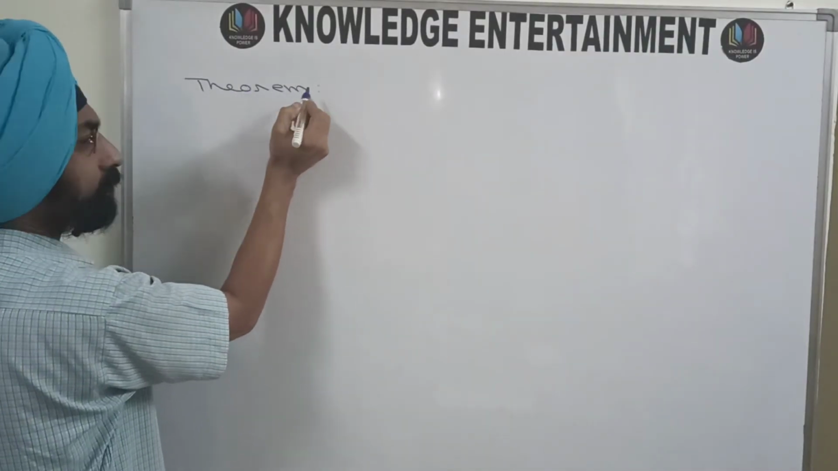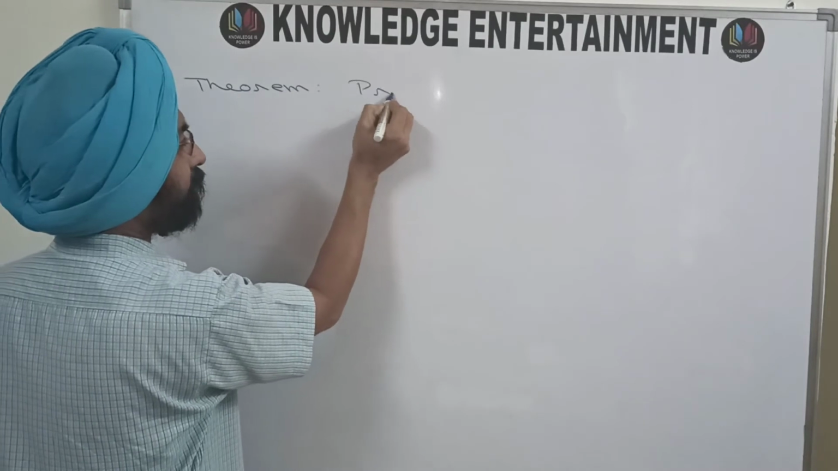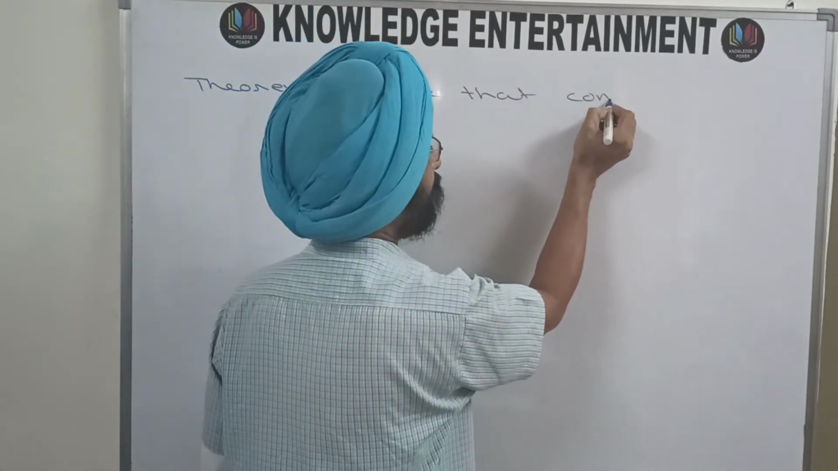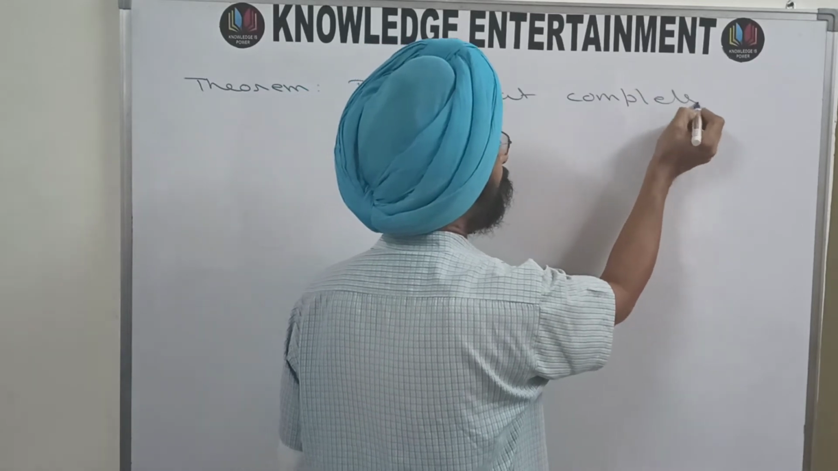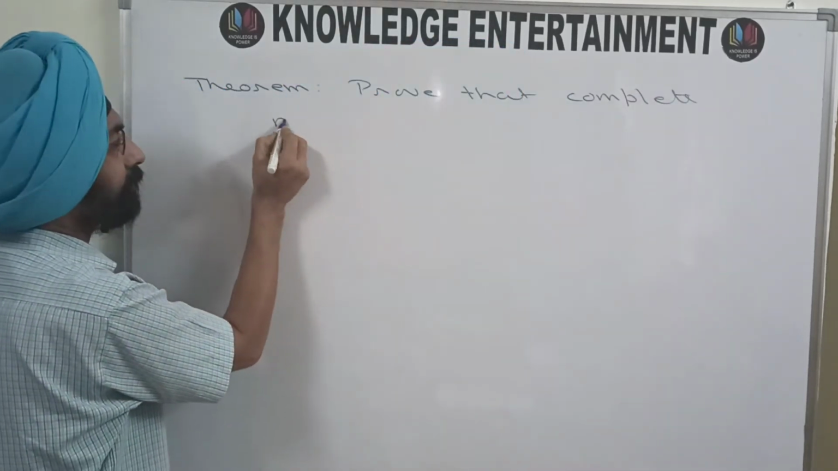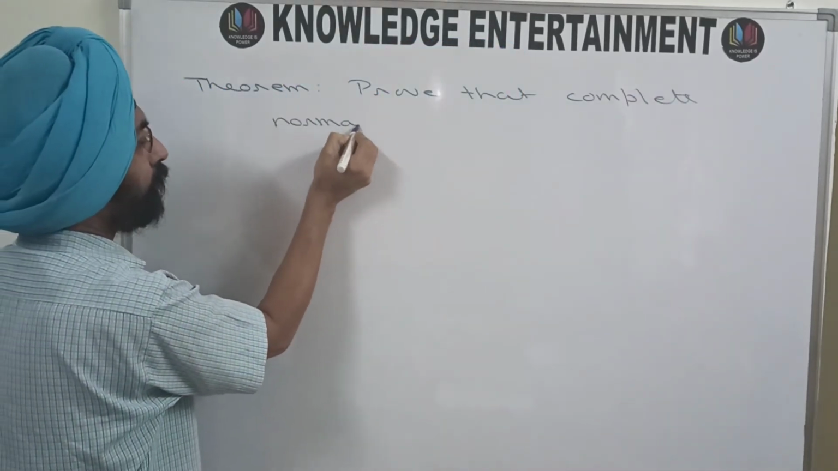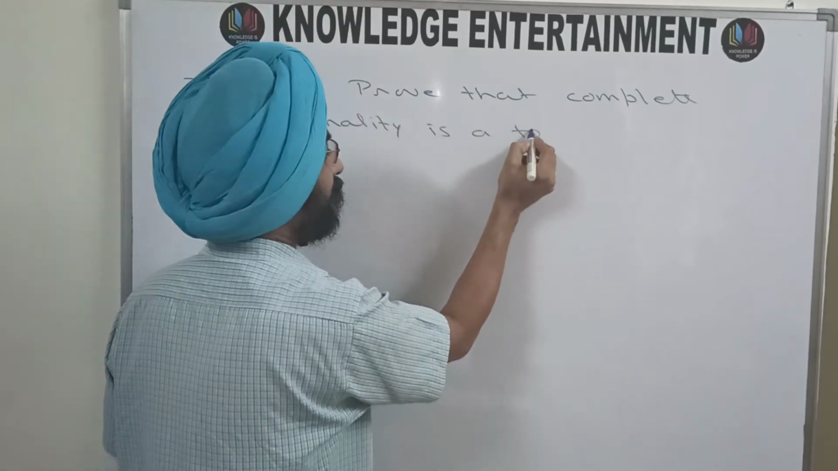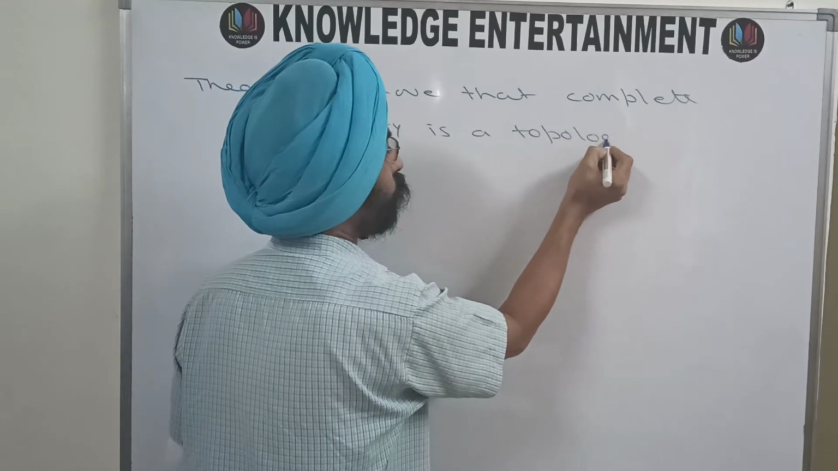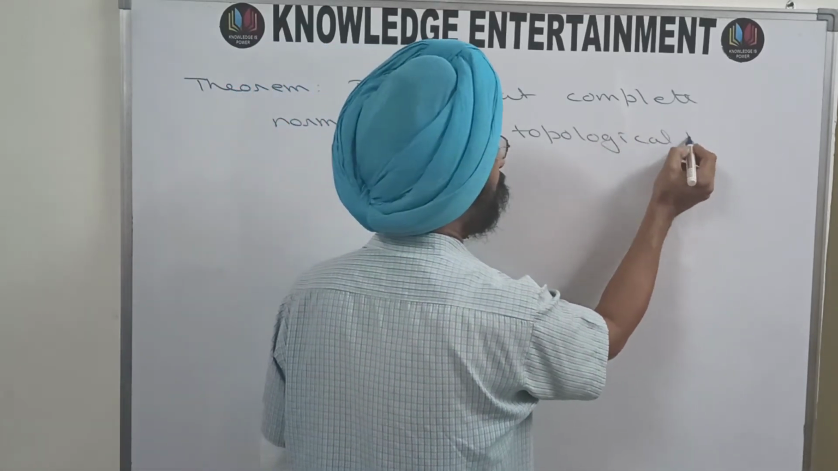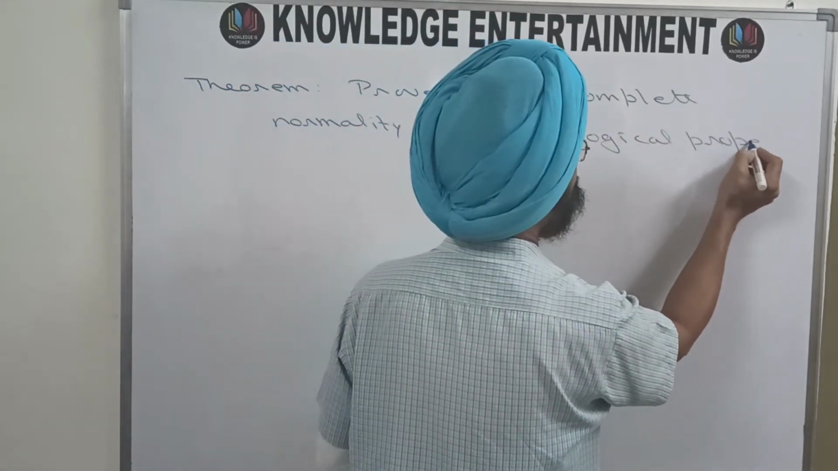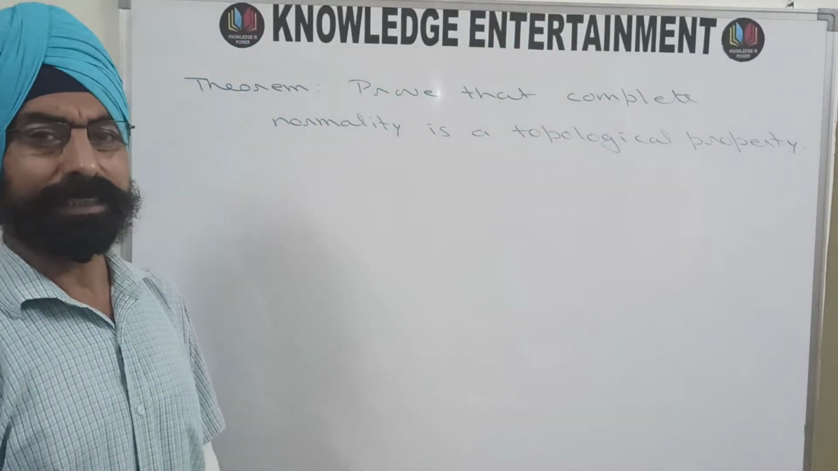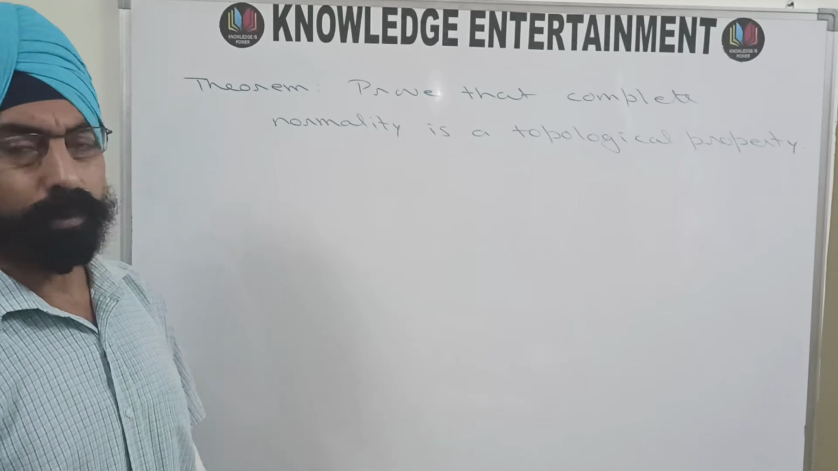So the theorem is: prove that complete normality is a topological property. Complete normality is a topological property.